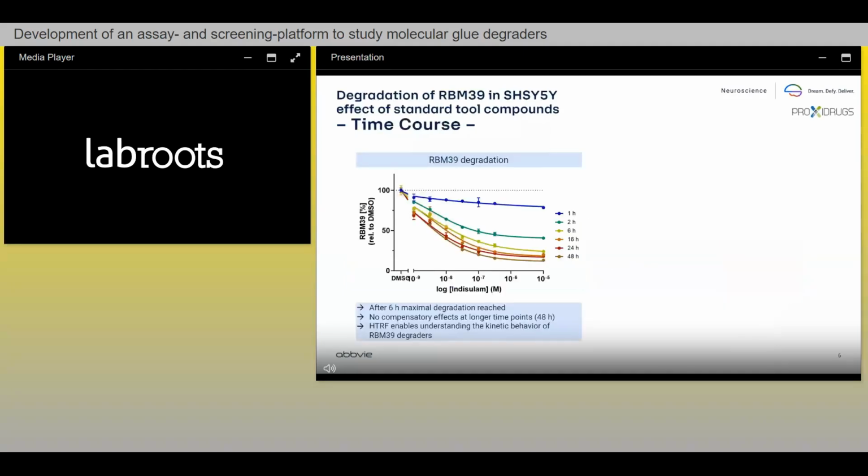Now, if we have a really good and robust assay, which, by the way, gives us really solid Z primes and solid performance from assay to assay, we thought we could also make use of this to understand the kinetics of the RBM39 degradation in SH-SY5Y cells a bit better.